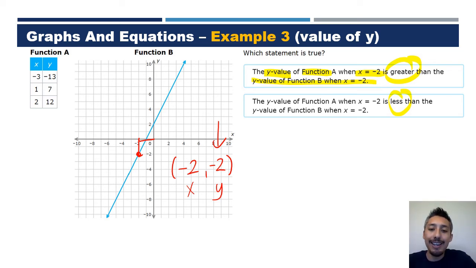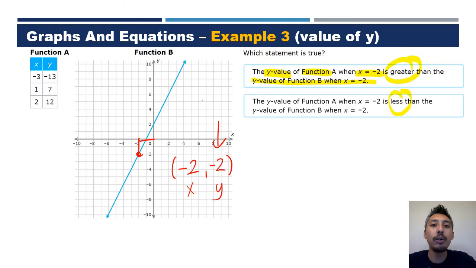For function A, again, we can't just look at this. We want to know what happens when x is equal to -2, but it doesn't give us that on the table. We don't know what it is. So in order to find that out, we actually need to first write the equation for this table, which might take a little bit of time. But this is how we're going to do it.